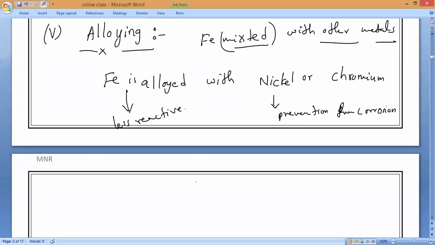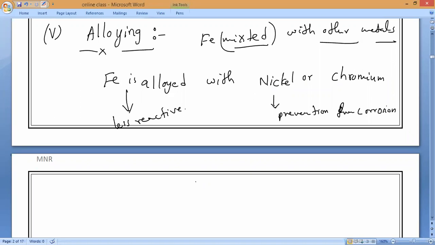Till here, any doubt, anybody can ask me, please. So these are the 5 methods you can write, all of you. Any doubt? No, sir. Yeah.